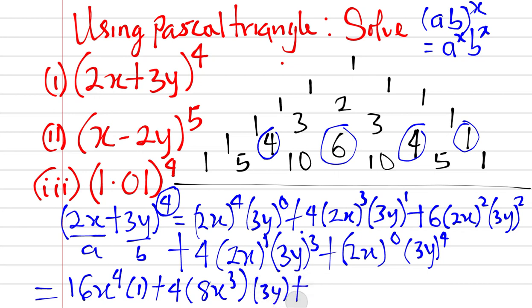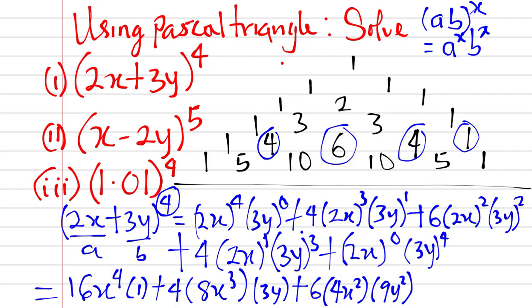Then plus, what's the value here? 6. Are you seeing that now? Open bracket, 2x all squared will become 4x squared, into 3y all squared. That will become 9y squared. Are you seeing that now? I hope you are following.